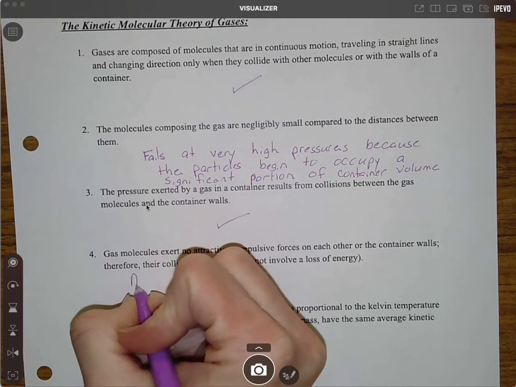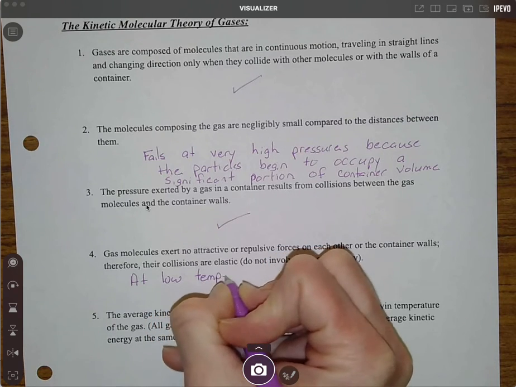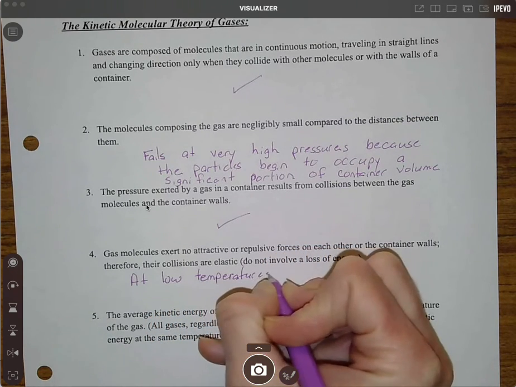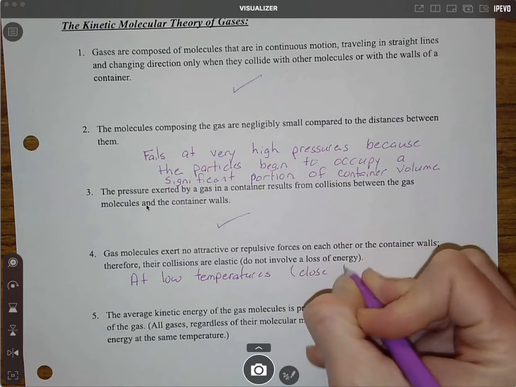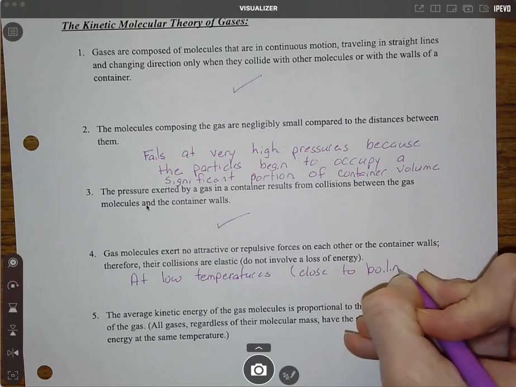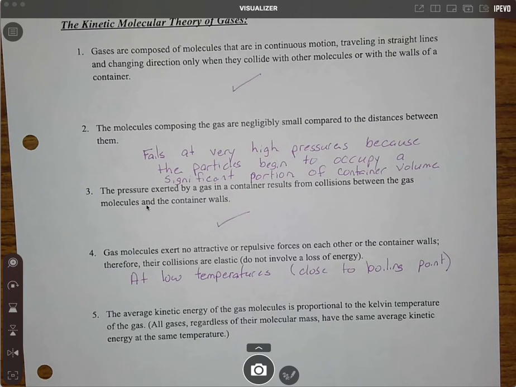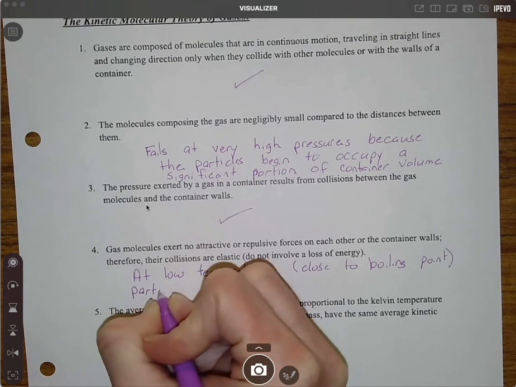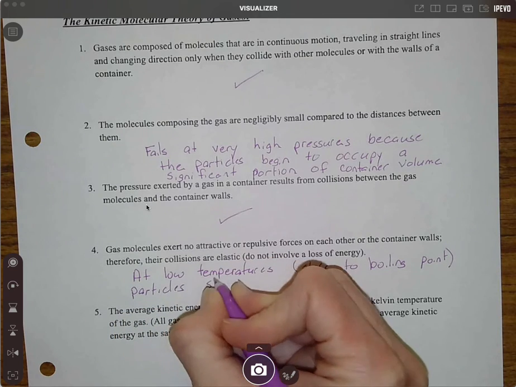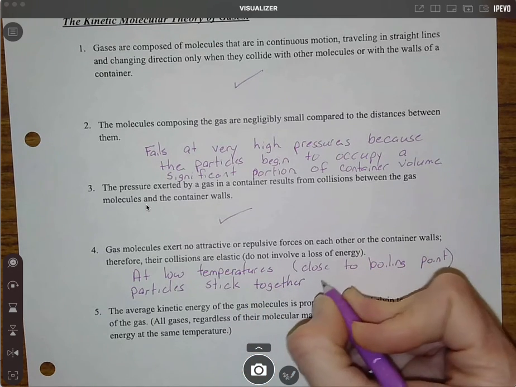another. So at low temperatures, and what defines low depends on the gas. It's like temperatures close to their boiling point. And that's the boiling point of the individual gas, not like the boiling point of water. But at low temperatures, temperatures that are getting close to the boiling point, particles stick together. Or in other words, are attracted to one another.